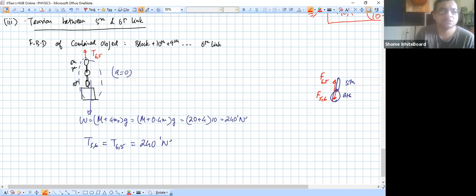Okay, so Harpriya, just see the language of it and you will understand. We made a combined free body diagram of the block plus the 10th plus 9th plus so on, up to the 6th link. So how many links are there? There are 4 links. So the weight of this is equal to how much? This. Consider that, right?